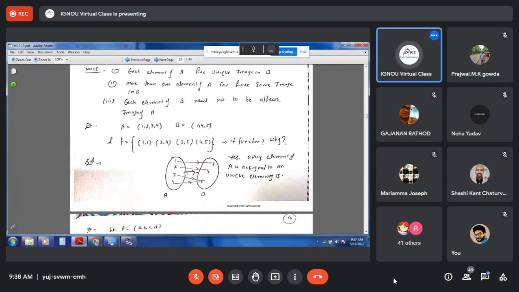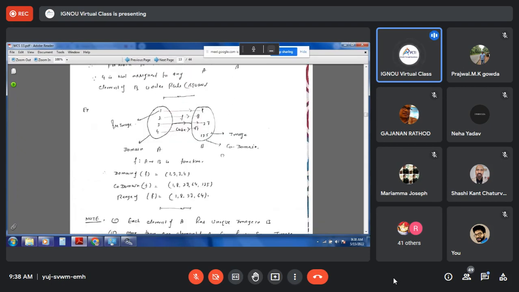Now see, it is a function, but it is not 1-1. Clear? Why? 3 and 4 have the same image 5. But the definition of 1-1 mapping says that 3 and 4 should have different images in B. Okay. It is a function, but it is not 1-1.